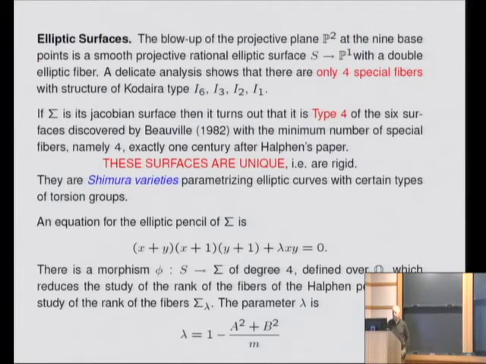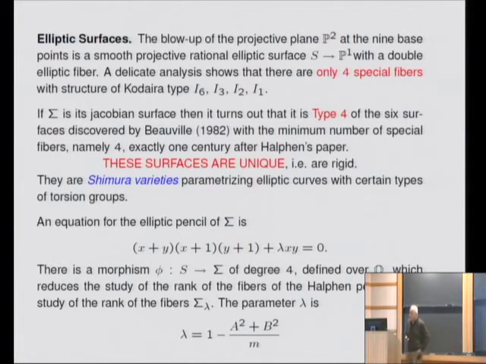I had some other pictures, but this is a slightly earlier version. So what you have here is a family of elliptic curves, an elliptic surface. There are only four special fibers: type I6, those six lines I showed before; I3, the three conics; I2, the quintic with a line at infinity; and I1, the sextic with the extra singular point, which corresponds to a cubic with an ordinary node.